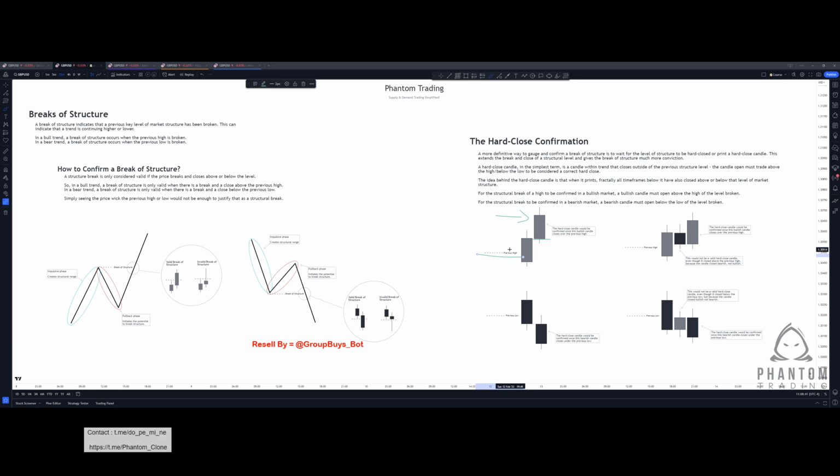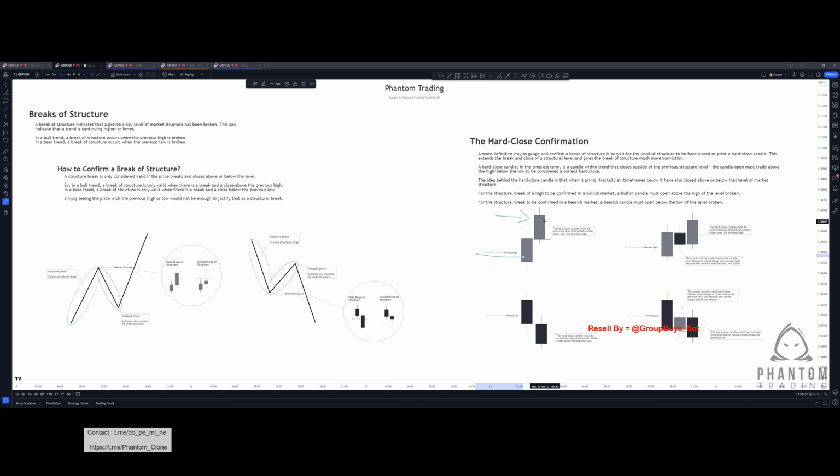Now, this is an extremely powerful confirmation that all of the timeframes below it have closed above the previous level, which makes the break of structure that you're trying to validate, this break of this previous high, even stronger in confirming that price has in fact broken that structure.